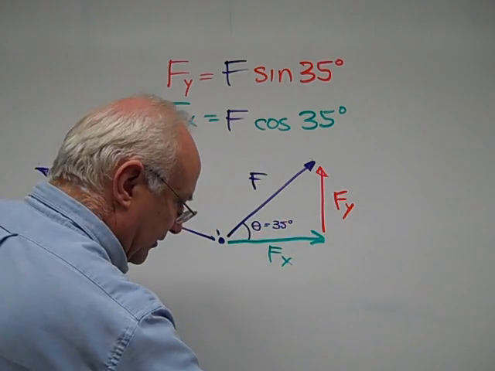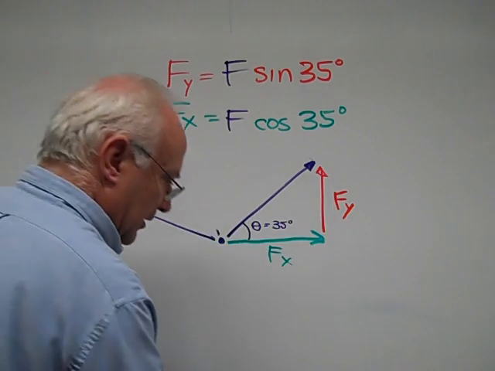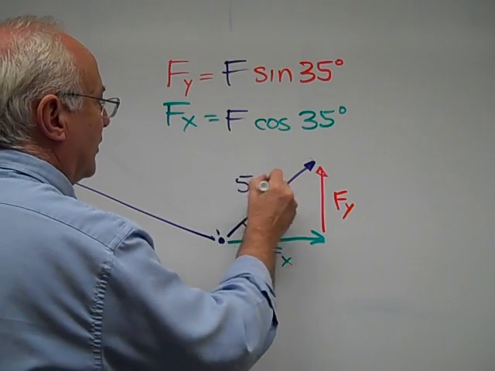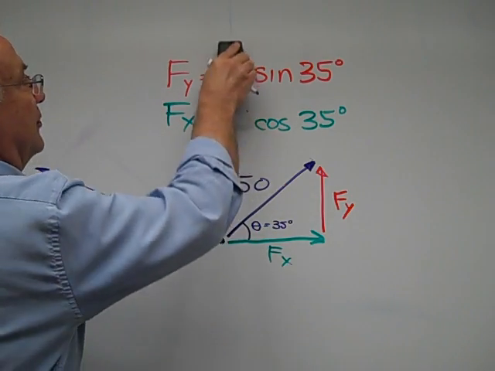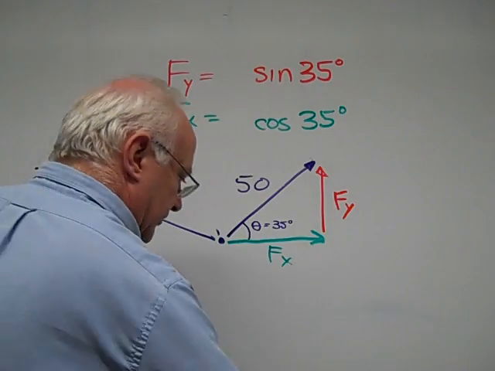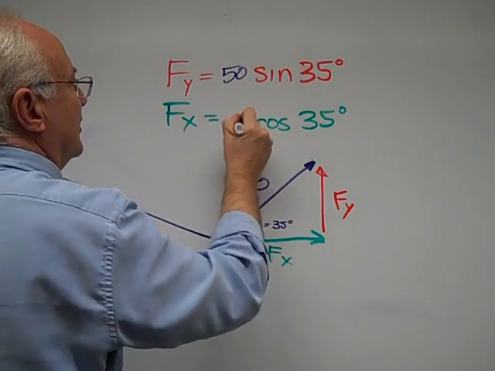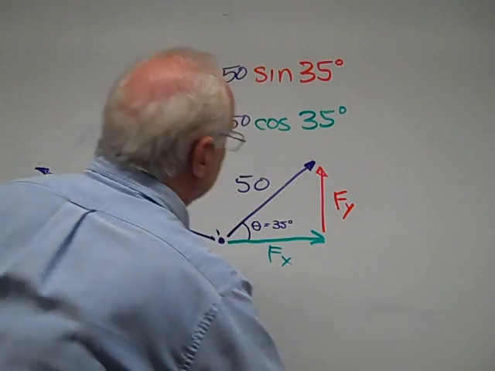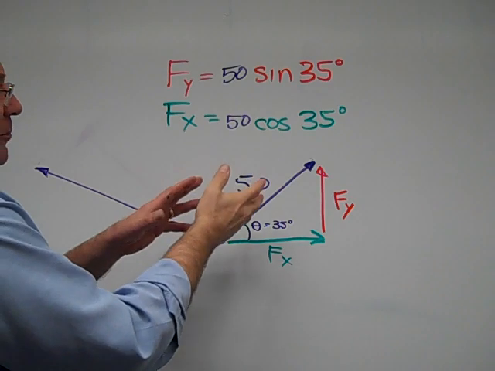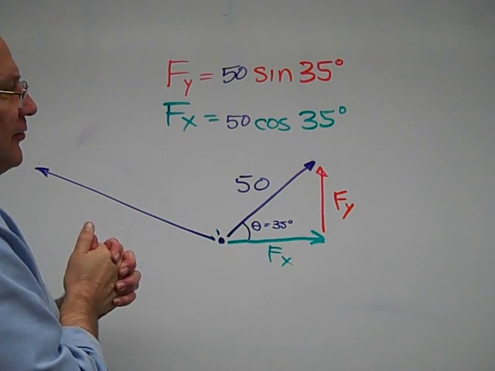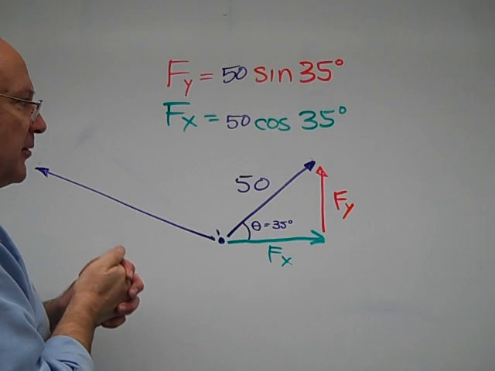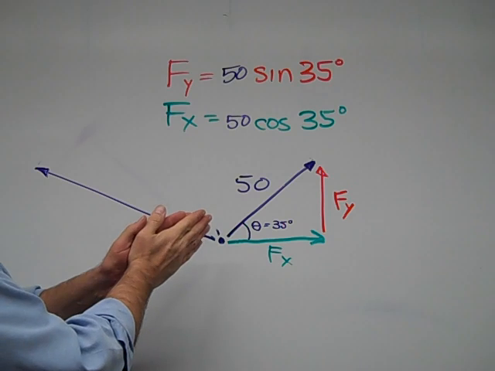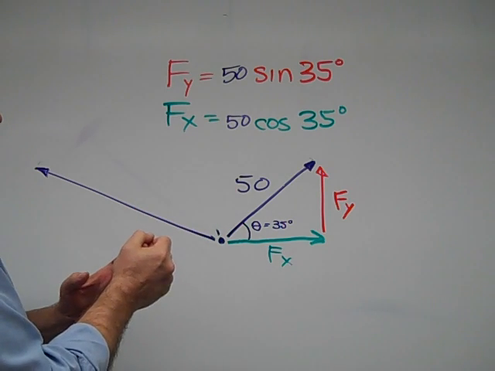If this force, say, were 50, of course, we would substitute the 50 for these two forces here. If it were 50 newtons, it would be represented in newtons. In the force table, in order to simplify the calculations, we don't make the leap to newtons from grams. We do all of our calculations in grams.